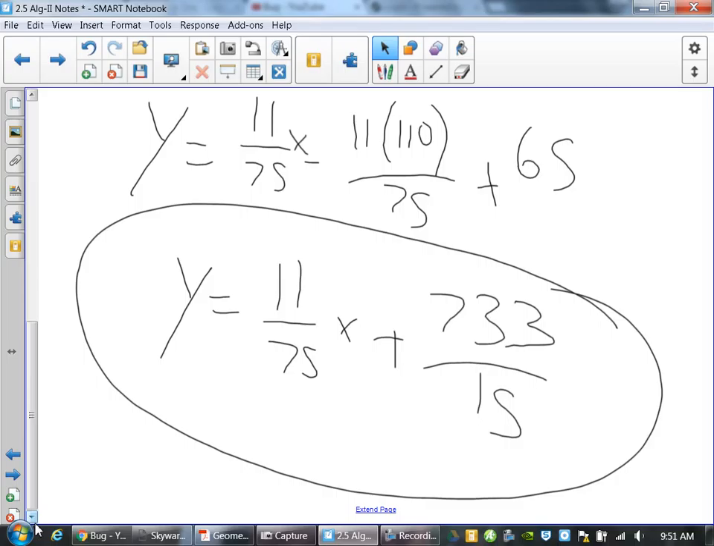Let's check and see if we are close. 11 over 75 times 180 plus 733 over 15. 75 1/4 inches, which is roughly 6'3". You about 6'3"? About. Nice. See how that works? Look how happy he is. Look, math actually has a use.